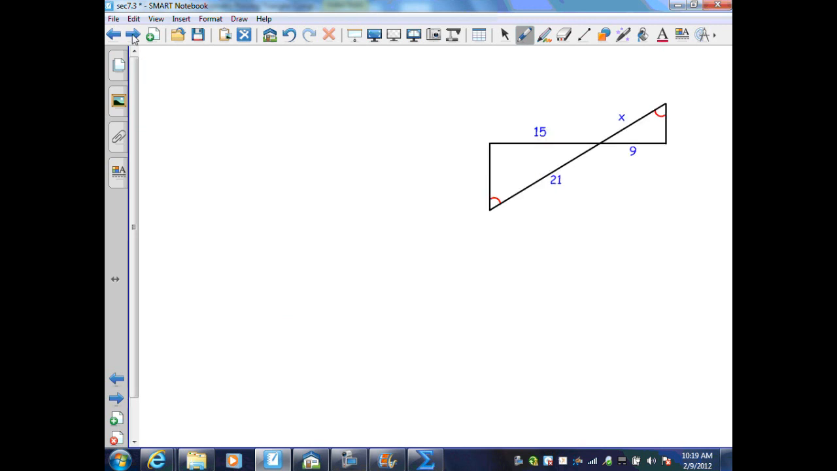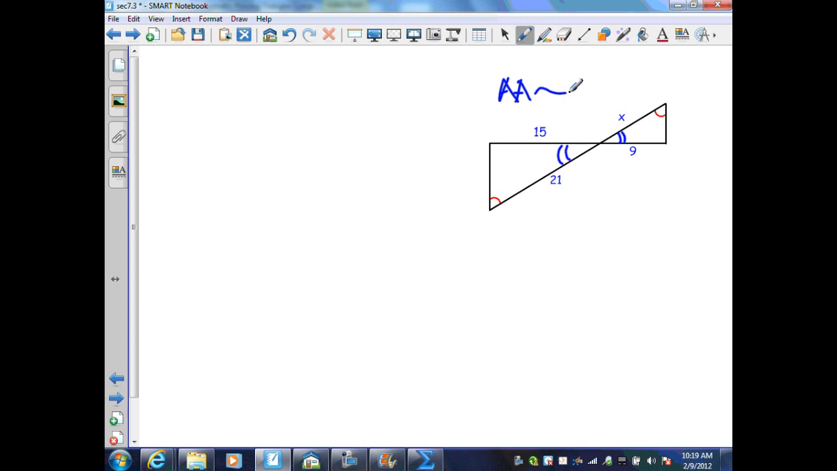Again, I want to determine if these two triangles are similar and find x. I'm already given that these two angles are congruent. I know these two angles are congruent by the vertical angle theorem. Therefore, I know these triangles are similar by the AA similarity postulate.